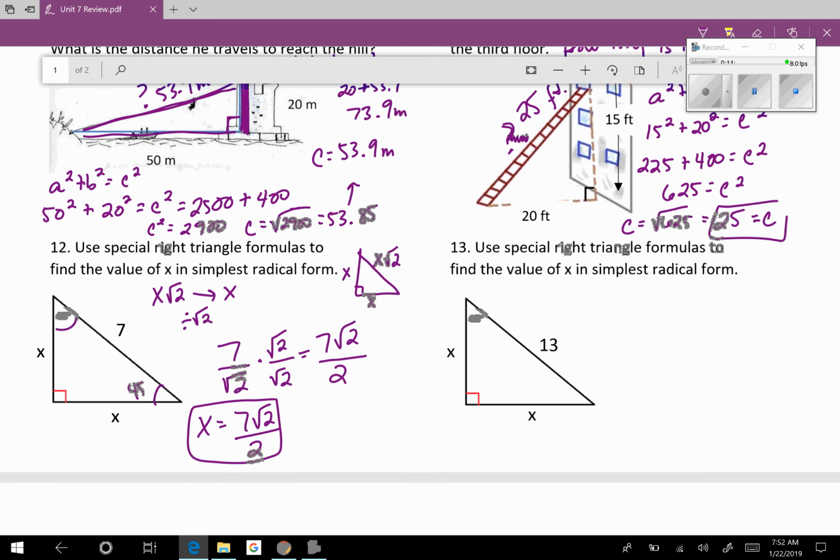So let's do this one here. Use a special right triangle to find the value of x. Again, it's a 45, 45, 90.